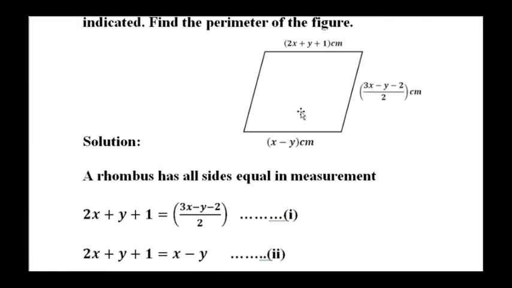You can substitute the values of the variables x and y in the expressions 2x + y + 1 centimeter or 3x - y - 2 upon 2 centimeter, and the result will still be 32 centimeter.